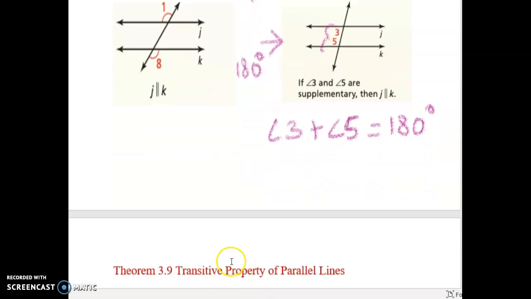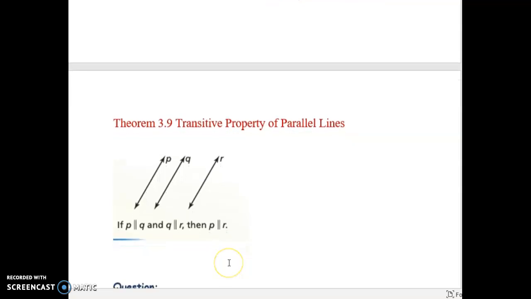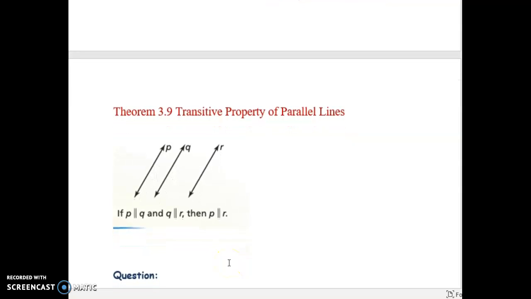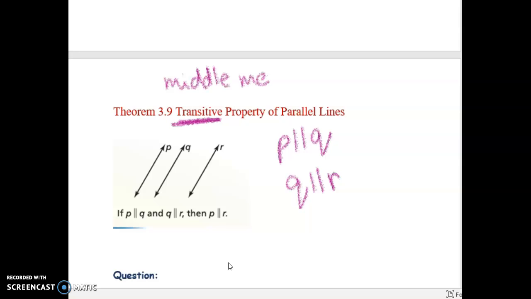Okay. That being said, there is one other property, which is the transitive property of parallel lines. What is it exactly? It says if two lines are parallel to each other, in this case, P is parallel to Q, and again Q is parallel to R. Now, Q is our middleman, right? If you remember the transitive property, it is the keyword. Transitive property means middleman out. We don't need it, so I can say P is parallel to R.